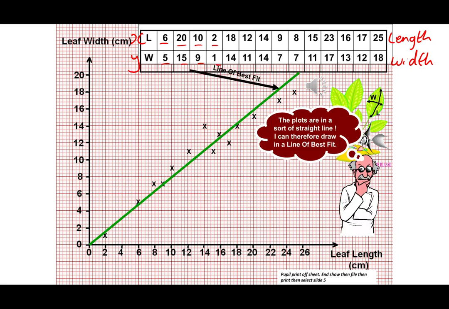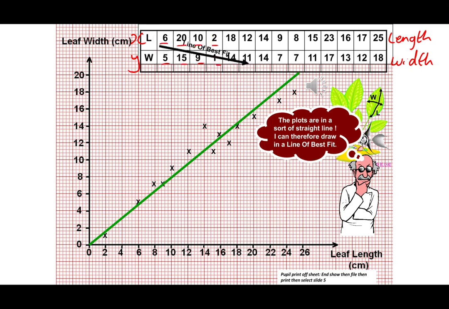Okay, now after I've plotted all the points, guys, I can now draw a line of best fit. Now the line of best fit goes through most of the points, and you're trying to get it so that there's the same number of points above it and the same number of points below it. So I'll show you what I mean, guys.